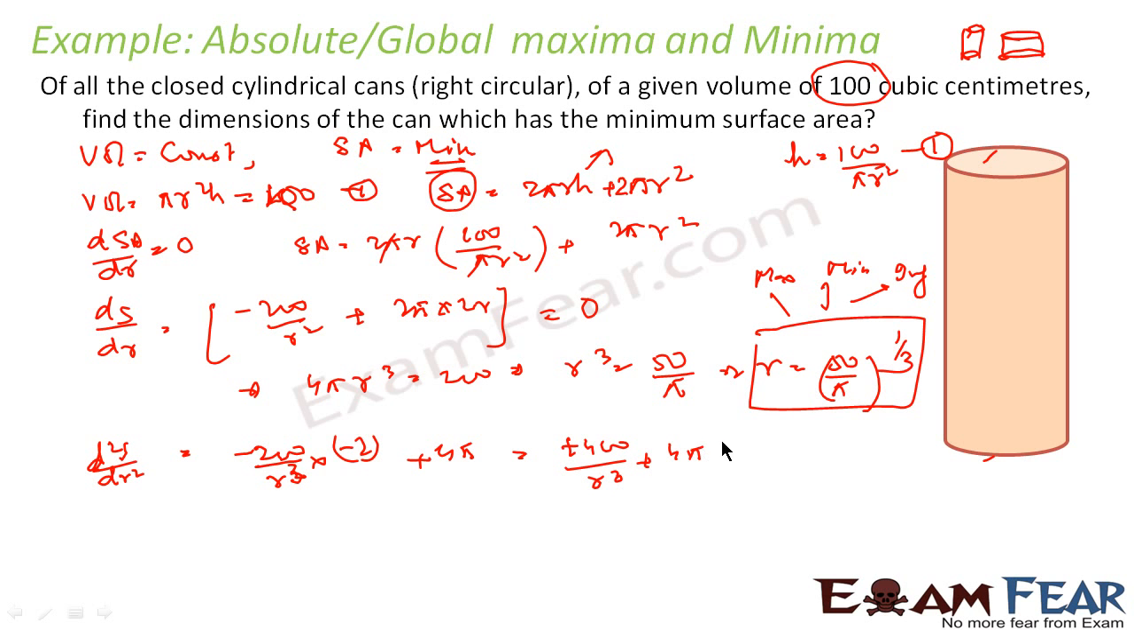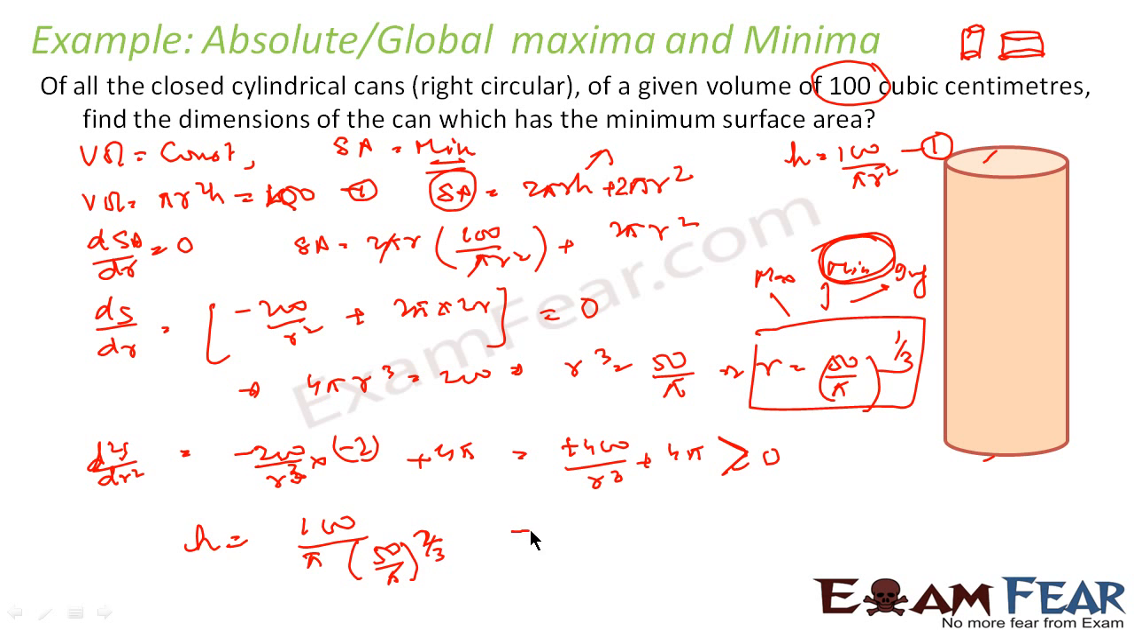And this is always greater than 0, because r is always greater than 0. It is a dimension, and everything here is greater than 0. Since it is greater than 0, this is the minimum value. Since this is the minimum value, I know the value of r now. I can find the value of h now. h is nothing but 100 by pi r square, where r is (50 by pi) to the power 1 by 3, squared, so 2 by 3.